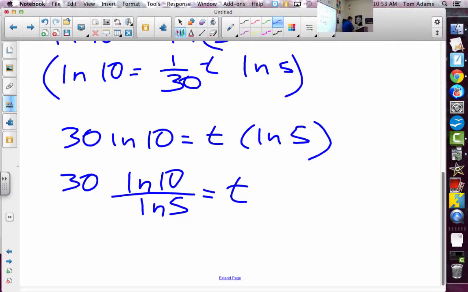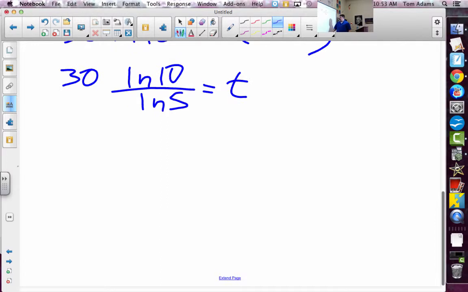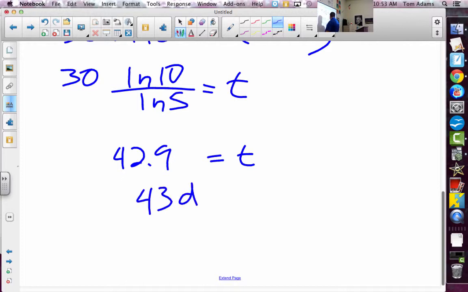And you can do some cleaning up with the natural log stuff if you want to, or you could just leave it like that. But if you plug that in your calculator, you end up with t is equal to 42.92. So it's about 43 days.